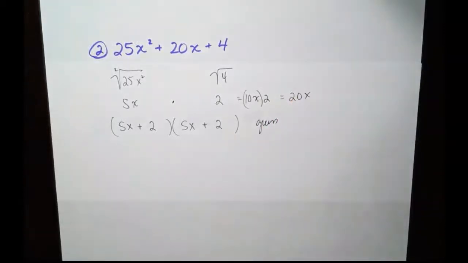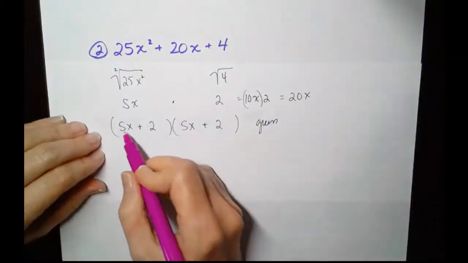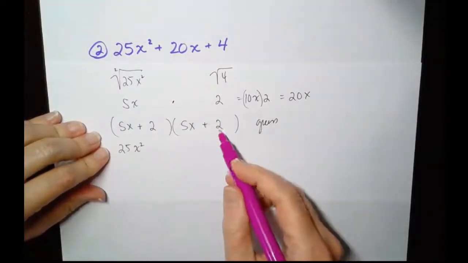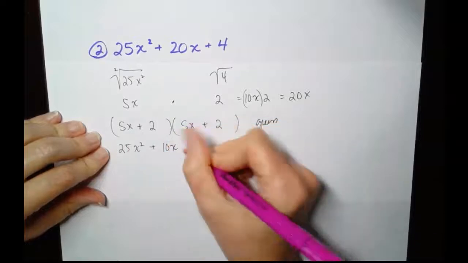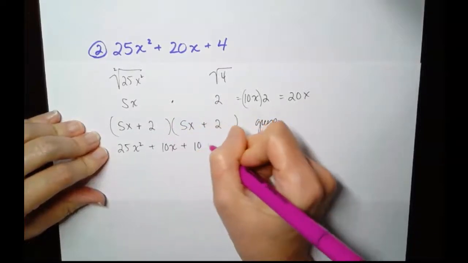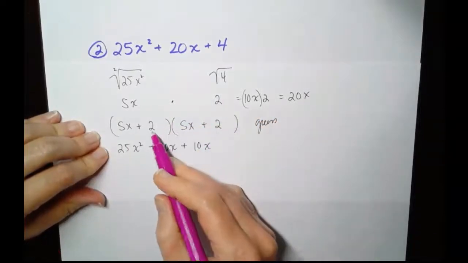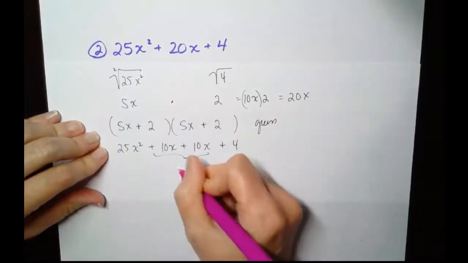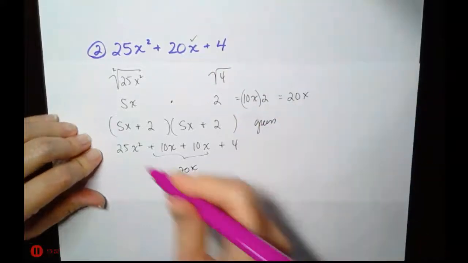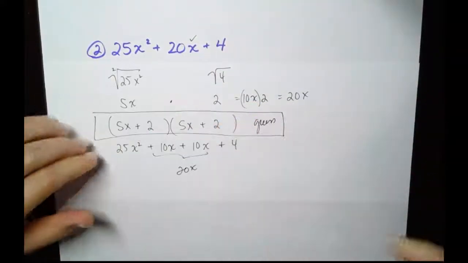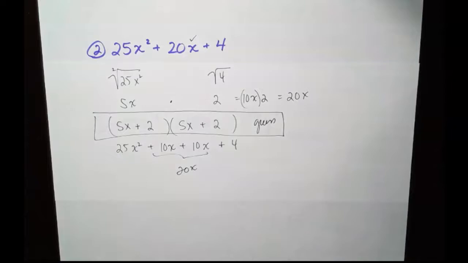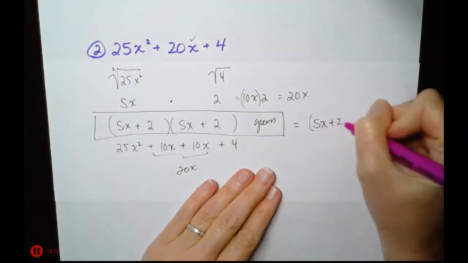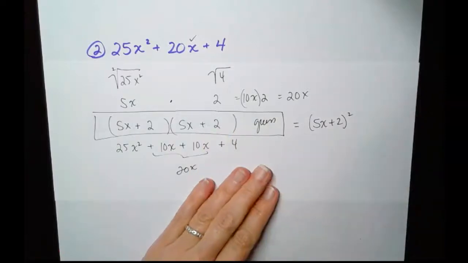And our guess needs to be followed by the check. So 5x times 5x is 25x squared. 5x times 2 is plus 10x. 2 times 5x is plus 10x. And then 2 times 2 is plus 4. Add those like terms. There's our 20x. So this is our answer. Our factors are 5x plus 2 times 5x plus 2. Of course, you can write that with the exponent, 5x plus 2 quantity squared. Either one of those is correct.